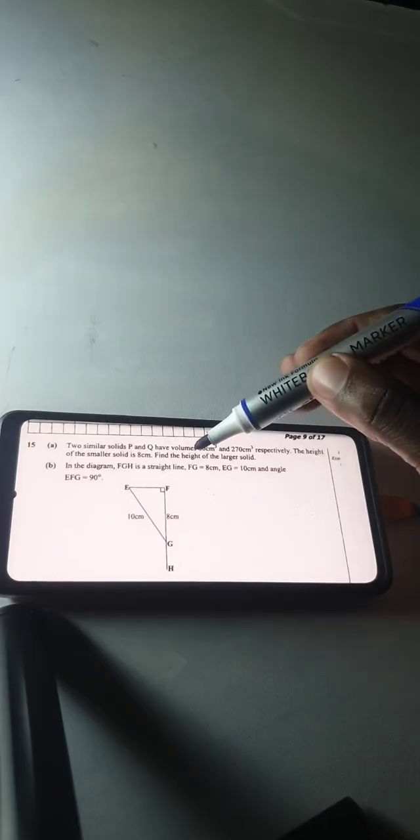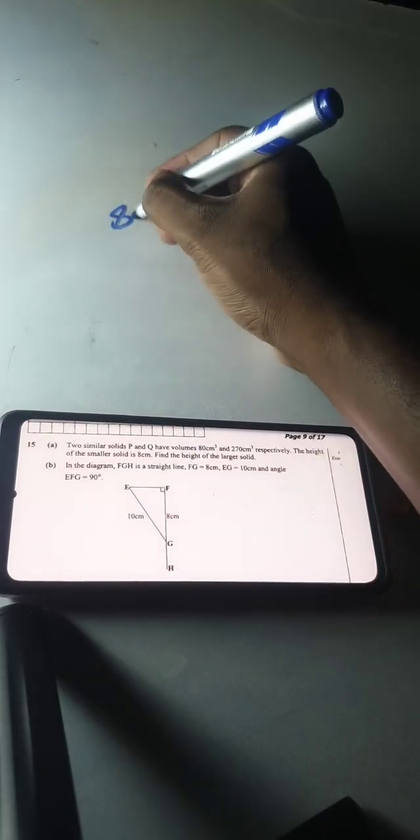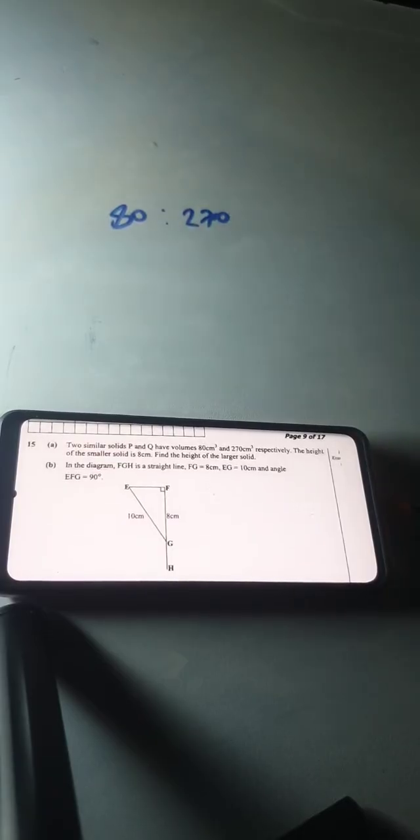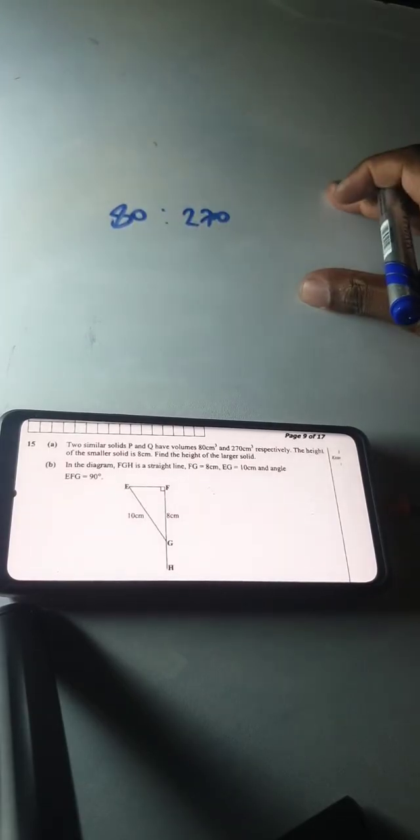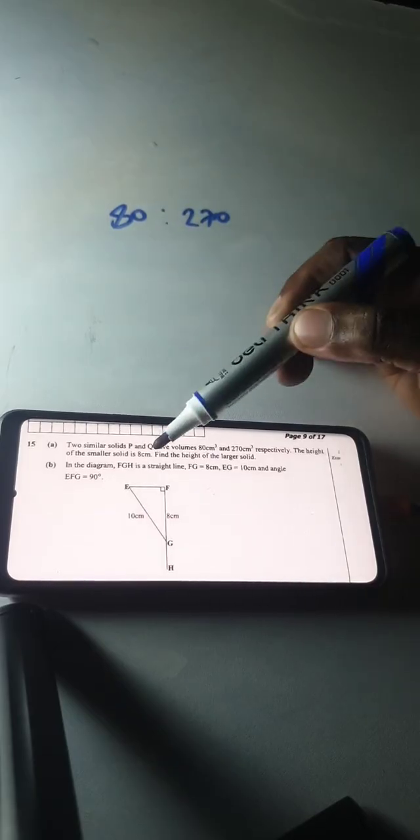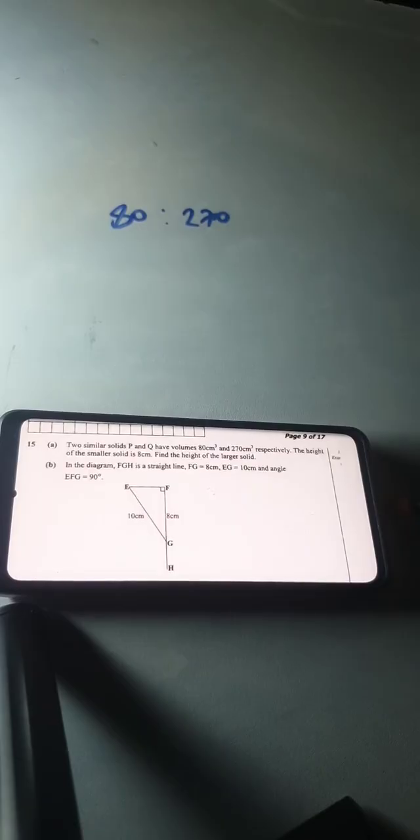Two similar solids, P and Q, have volumes 80 cubic centimeters and 270 cubic centimeters. Now understand that this ratio is for volumes. It is the scale factor for volume. They are saying the height of the smaller solid is 8. Find the height of the larger solid.